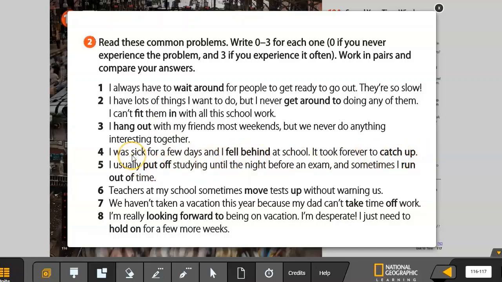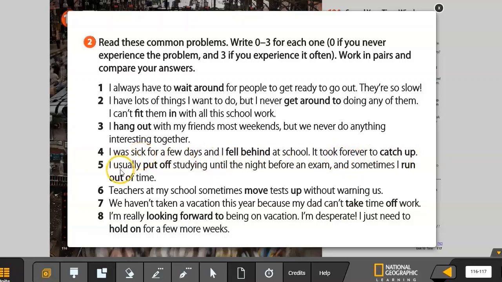Okay, one more time. I was sick for a few days and I fell behind at school. So maybe you can infer this as well. It took forever to catch up. It took forever, just like an expression. It took many, many days, many, many months to catch up. Okay, it took much time to catch up.